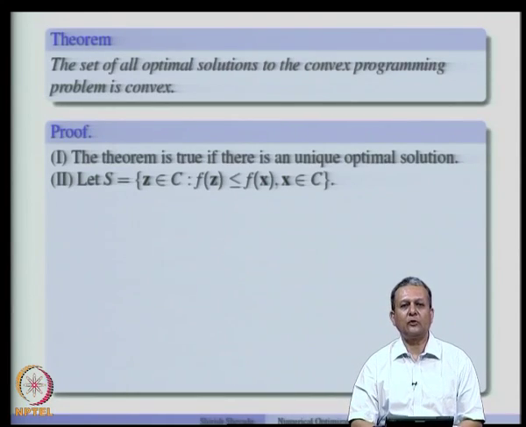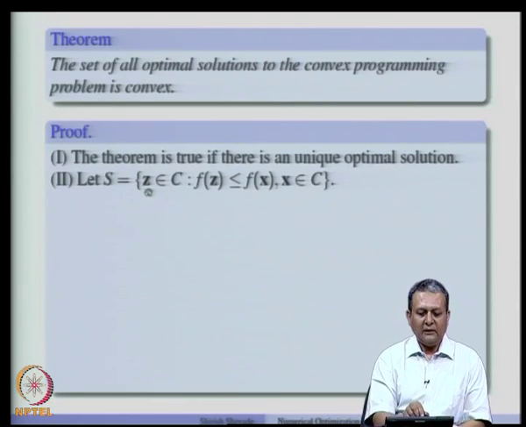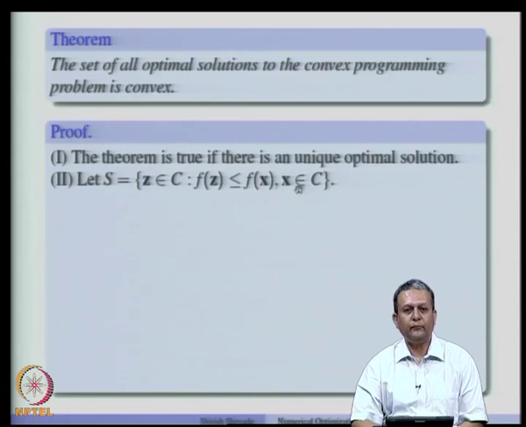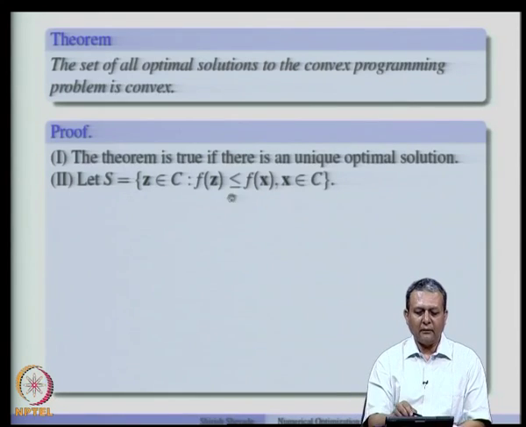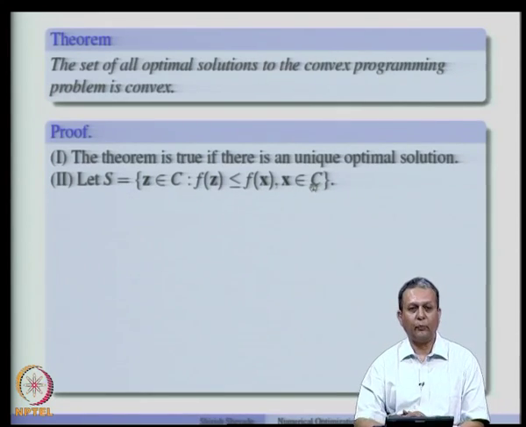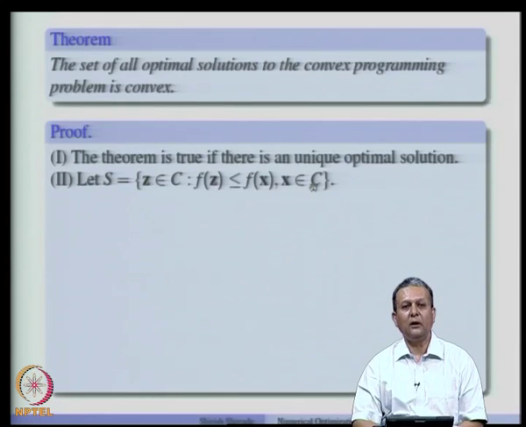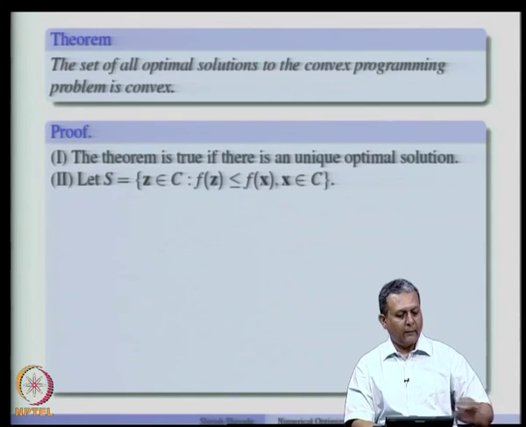Let us take all those global minima and put them in the set S. So, S is the set of all the points z in the set C such that f(z) is less than or equal to f(x) for all x belonging to C. So, this S is the set of all global minima of a convex programming problem. Remember that the function f is convex and the set C is also convex, and we are trying to minimize the objective function f(x), which is convex. Hence the problem is a convex programming problem.